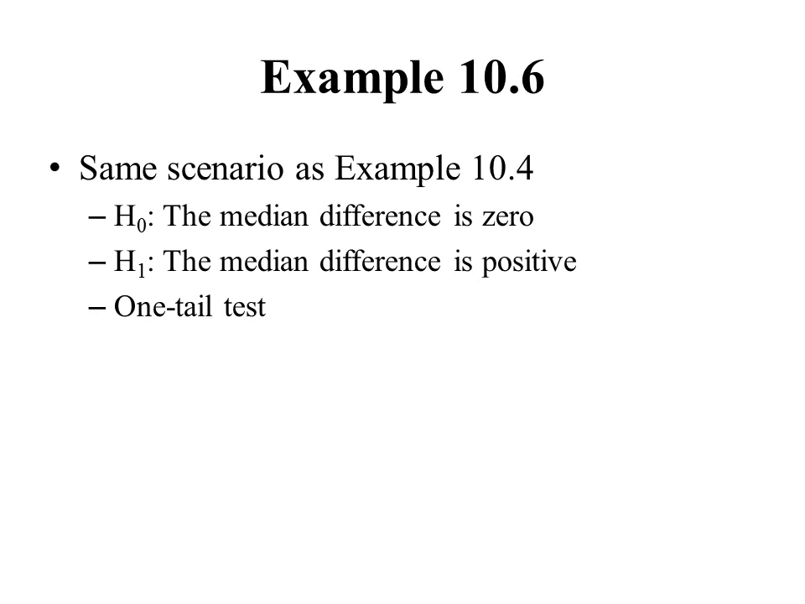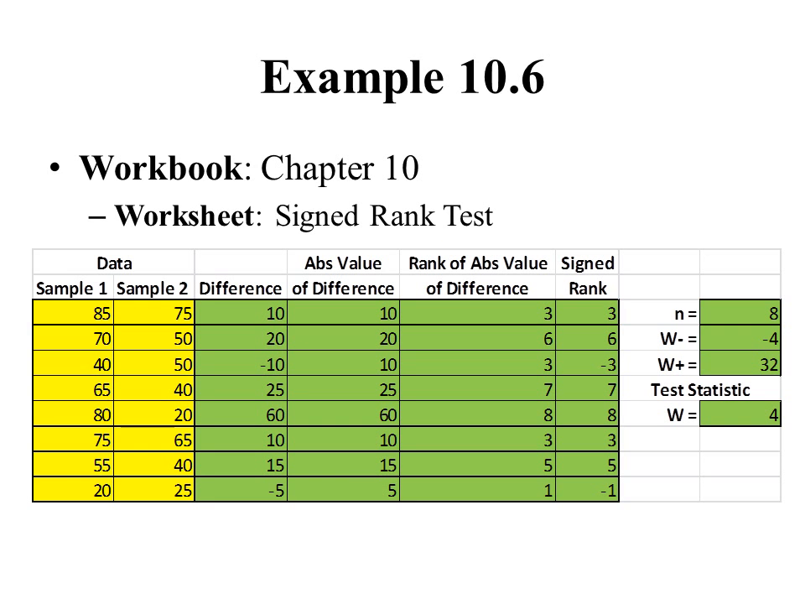So to illustrate an application of this, let's look at example 10.6 from the textbook. And this is the exact same scenario as what we just looked at in example 10.4. So we're going to use the same data, same scenario. We're just going to test the data with a different hypothesis test. So as before, the null hypothesis is that the median difference is 0. The alternative is that the difference is positive. And again, this is going to be a one-tail test because in the alternative hypothesis we have a greater than 0. Okay. And so the worksheet to do the calculations here is called the signed rank test.